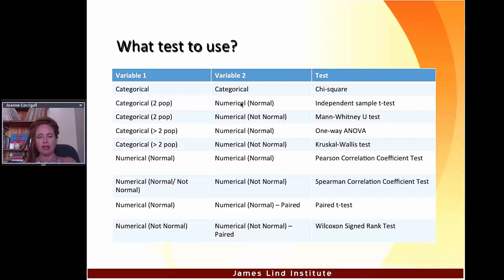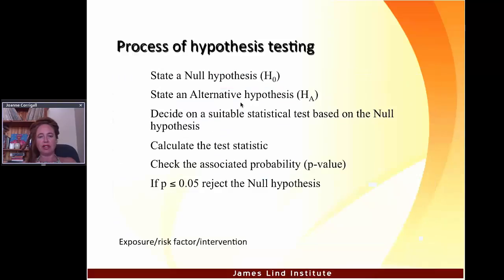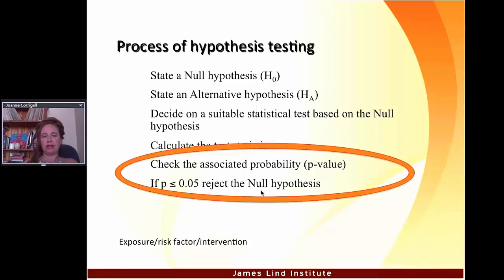All right, so let's get back to our process of hypothesis testing. We've already gone through our hypothesis, we've stated our null, we've stated our alternative, we've selected the most suitable test, and now we've got our test statistic, which gives us our results, but how do we know how accurate that test statistic is? That's where the p-value comes in. So let's have a look at that.